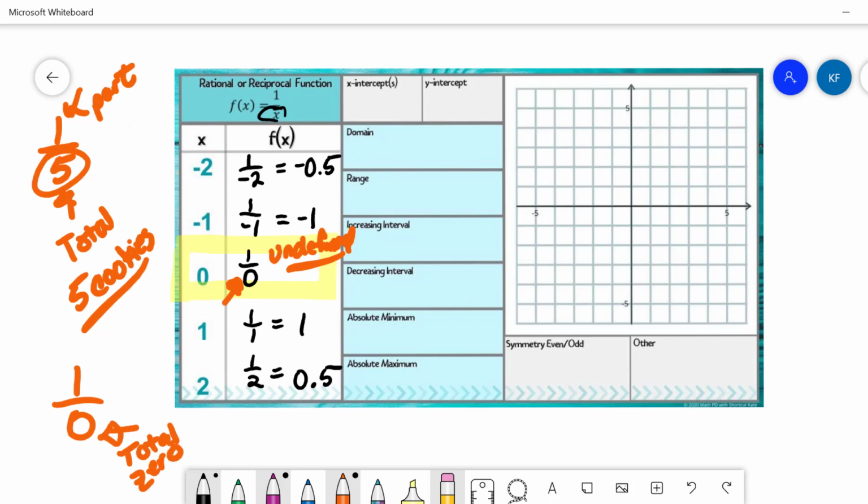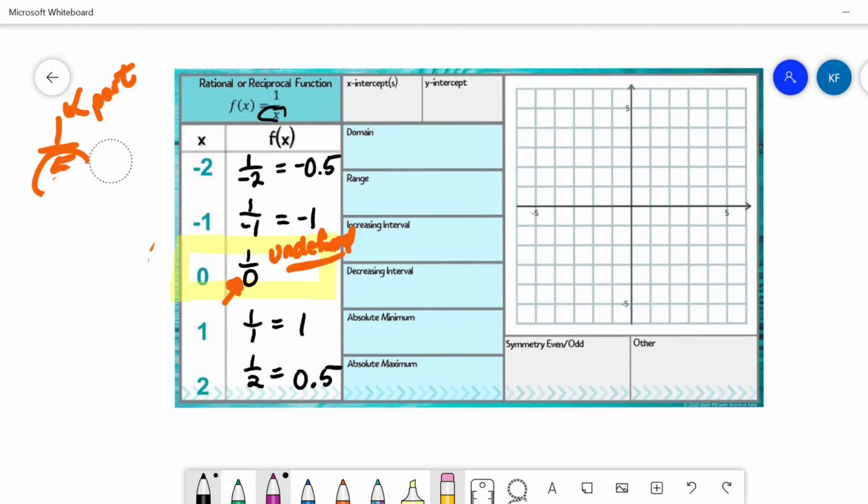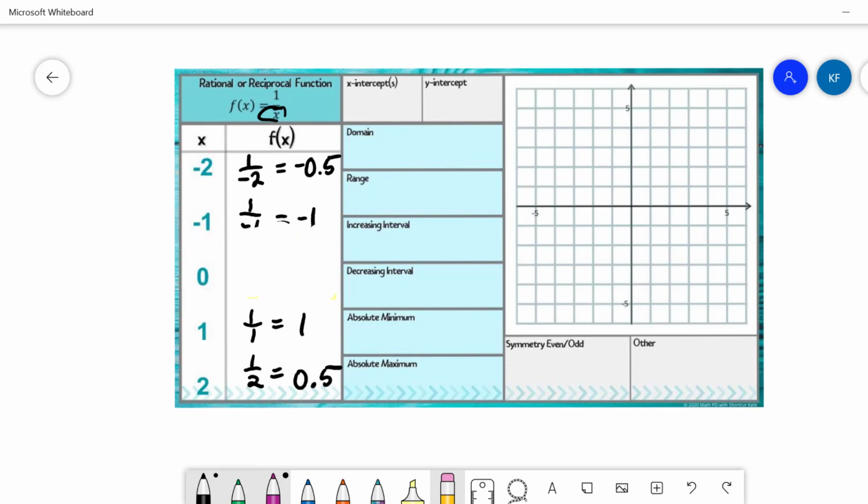So if you have 0 cookies, you can't share it with one person because you don't have anything. That doesn't make any sense. And so it's what we call undefined because there's nothing to share. There's no total part that we're talking about. And that does affect our graph, which I'm going to show you. So again, that x value for this particular part of the function is undefined.